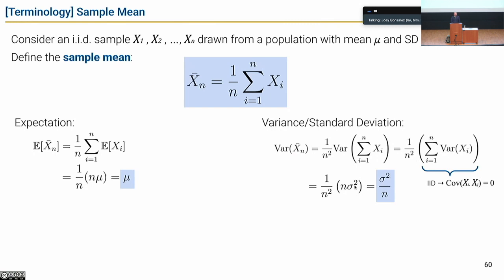Again, I don't know sigma. That's a population variance, right? But I can say that the sum of the variances is n times sigma squared. I have 1 over n squared. So I get the variance is sigma squared over n.